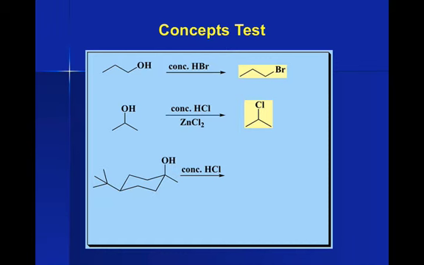It's going to be SN1. And why do you say that? All right, so I got a tertiary alcohol. How many products am I going to get? I'm going to get 2.